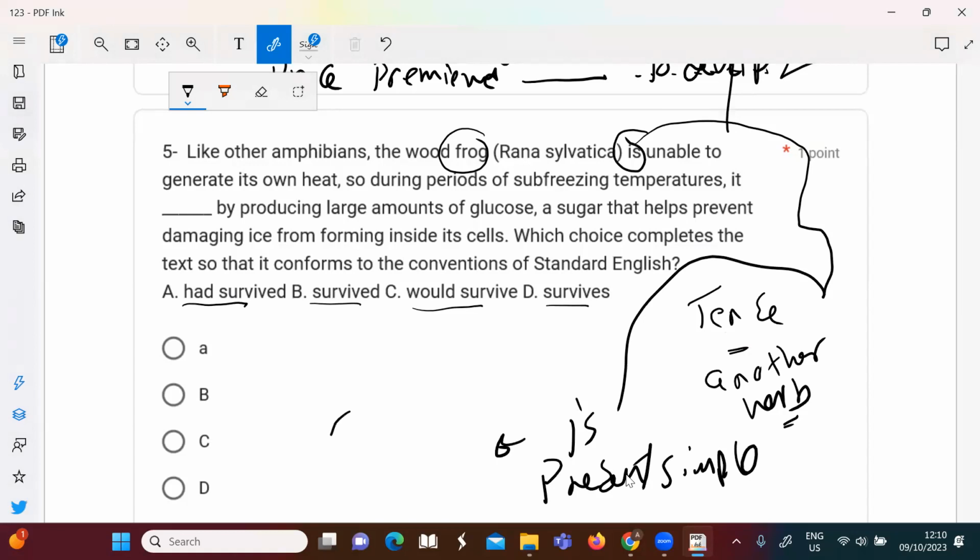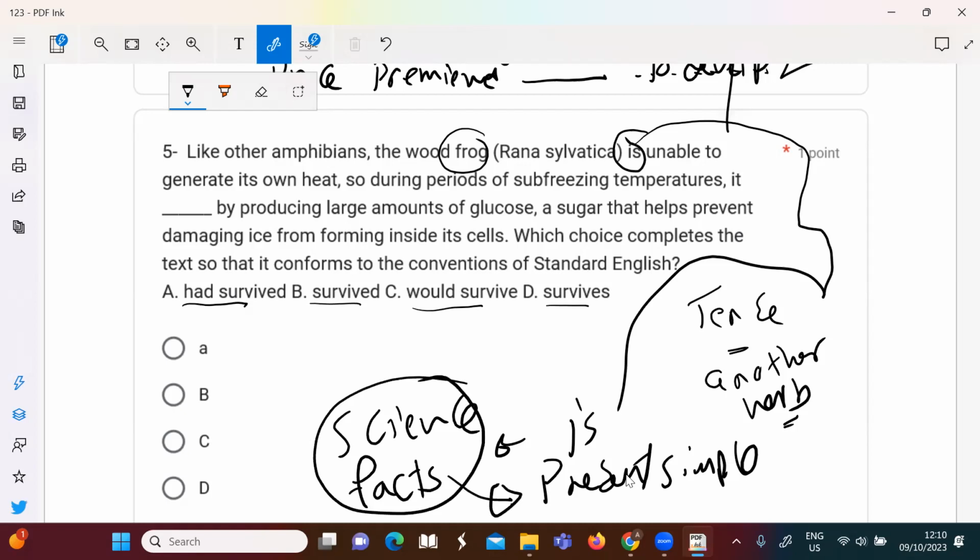And of course we are talking about science here, meaning facts, so we must use the present simple. And I also have an indicator, another verb. This verb is in the present simple, so the verb I choose must be in the present simple. So it has to be "survives", present simple, because I have "is" in the present simple.